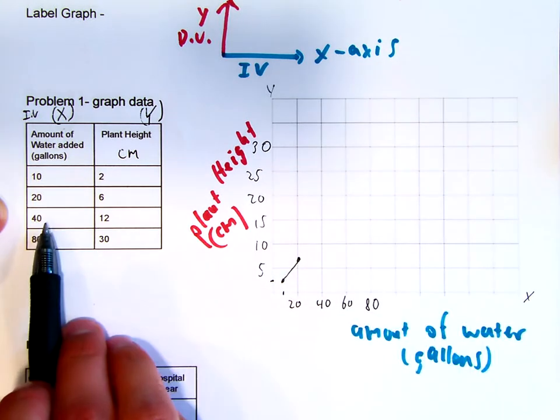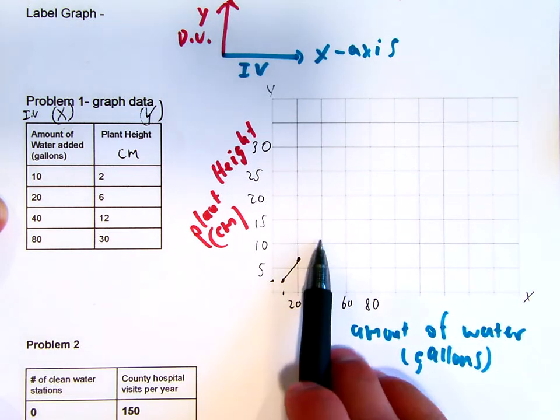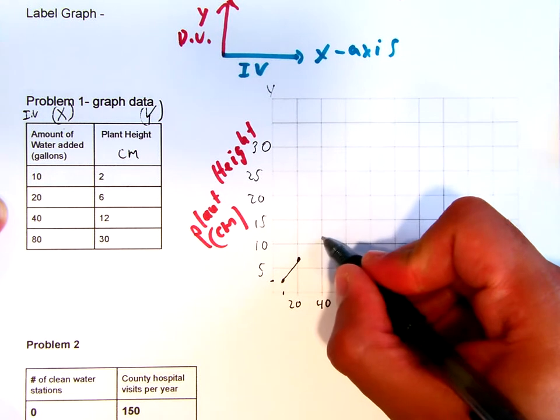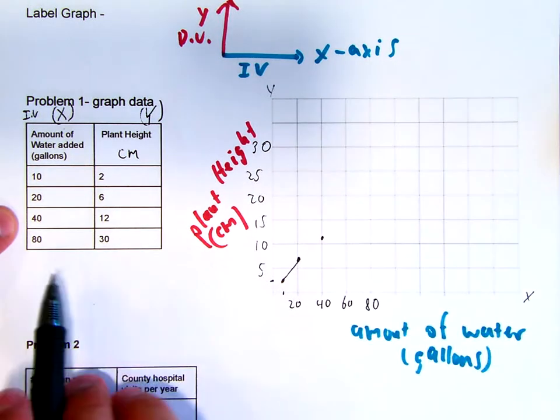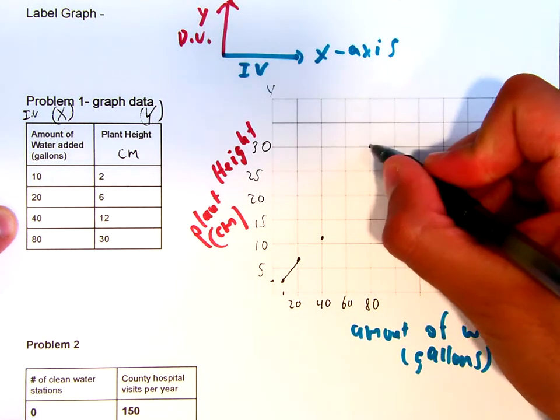My next point is 40 and 12. So 40, 12 would be a little above 10, right? A little above 10. And then my last one is 80 and 30. So 80 and 30 all the way up here.